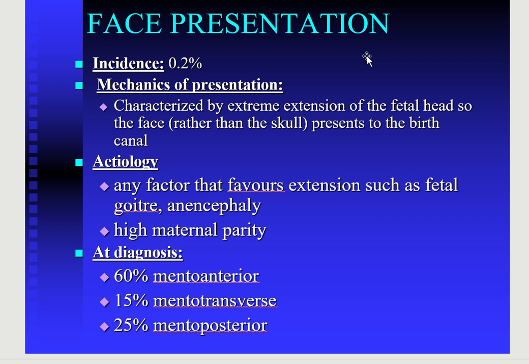When we deal with the face presentation, we have to look for whether the denominator in the case of a face presentation is mentum. So we look whether it is anterior, transverse, or posterior. Normally, in 60% of the cases in the face presentations, the mentum is anterior. That is called the mento-anterior position, and in 15% of the cases, it is mento-transverse, and 25% mento-posterior. The most favorable for the delivery in case of a face presentation is the mento-anterior position.